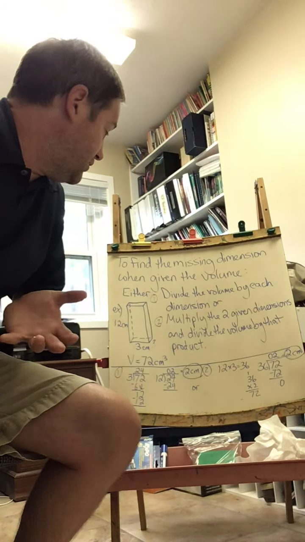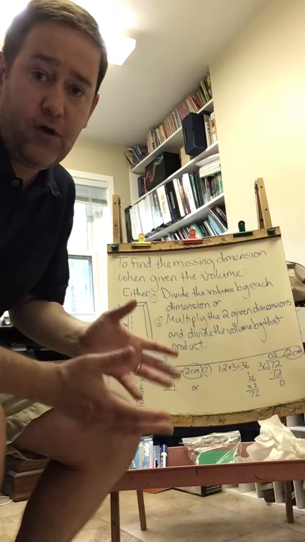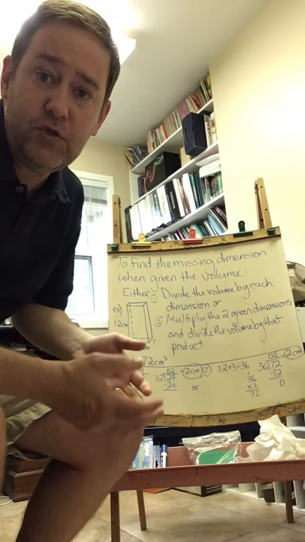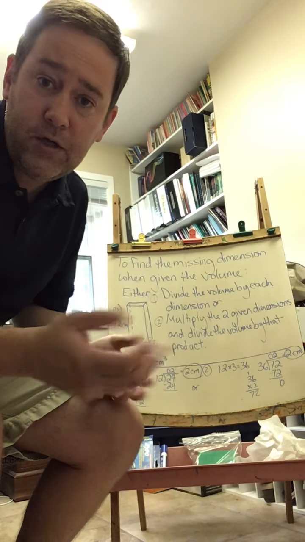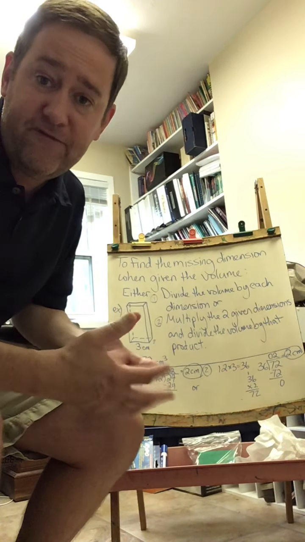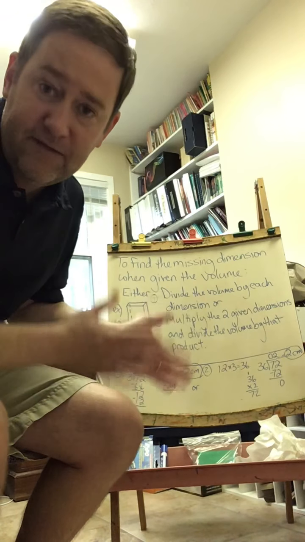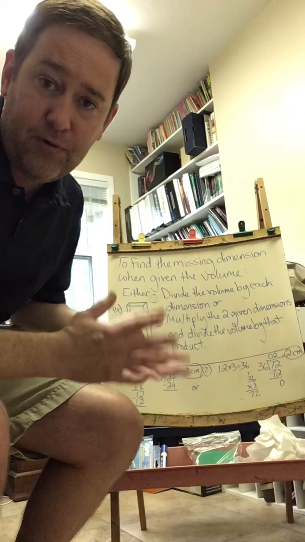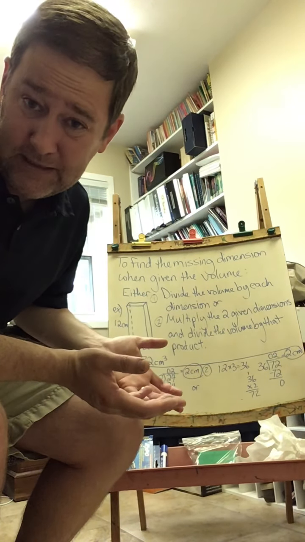The key is you need to take the volume that they give you and divide it by the other two dimensions. You can do it step by step and divide twice, or you can multiply the two dimensions they give you, find that product, and then take the volume, put that under the house, and divide it by the product of the two dimensions, which, by the way, is the area of one of the faces.